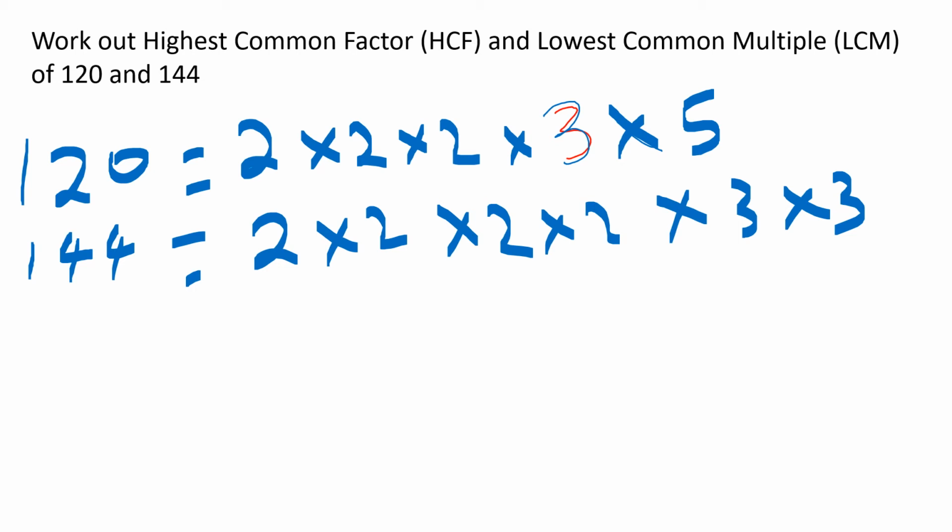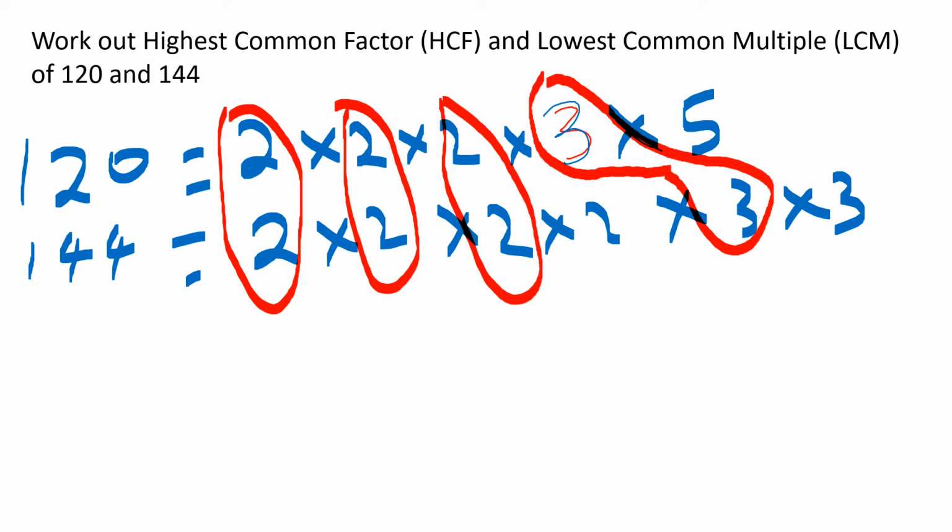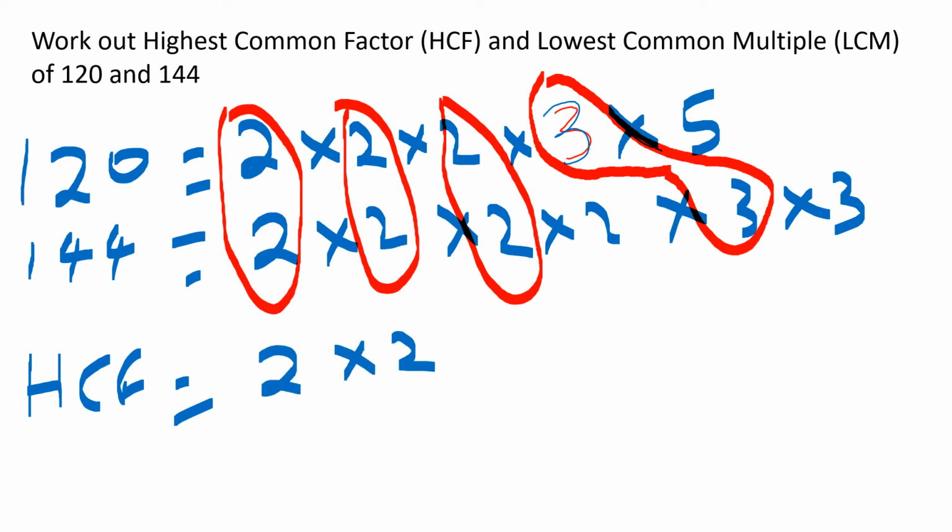Now we look at the pairs. Let's pair them up. We have 2 there, we have 2 there, and that's another 2. Is 3 common? Yes, this 3 is also common. So the HCF, the highest common factor, is you multiply all the numbers in the pairs together. So we have 2 times 2 times 2 times 3. So the HCF is 24.